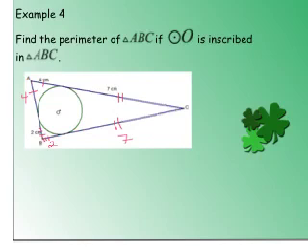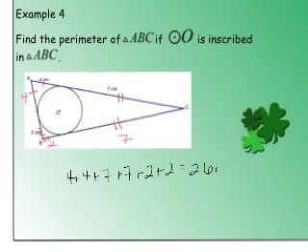If I want to find my perimeter, I'm going to add them all up. So I have 4 plus 4 plus 7 plus 7 plus 2 plus 2, and I end up with 26 centimeters as the perimeter of triangle ABC.